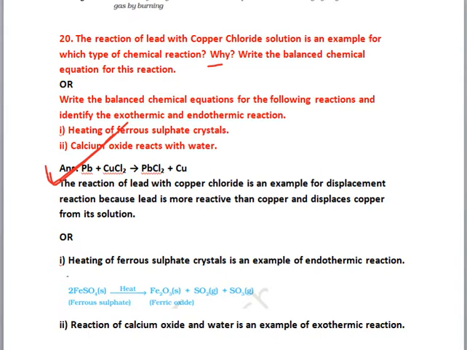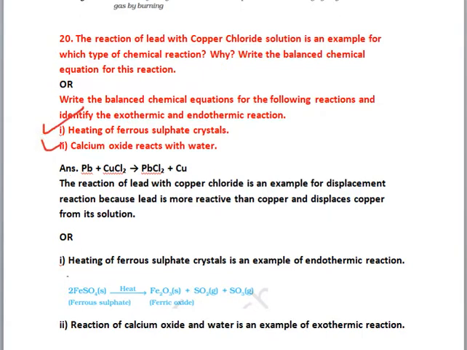Next, in this question also they have given an option. So you have to attempt any one. Wherever you will see options, you have to attempt any one question from there. The next question: write the balanced chemical equation for the following reaction. Identify the exothermic and endothermic reactions. So two questions they have given us over there.